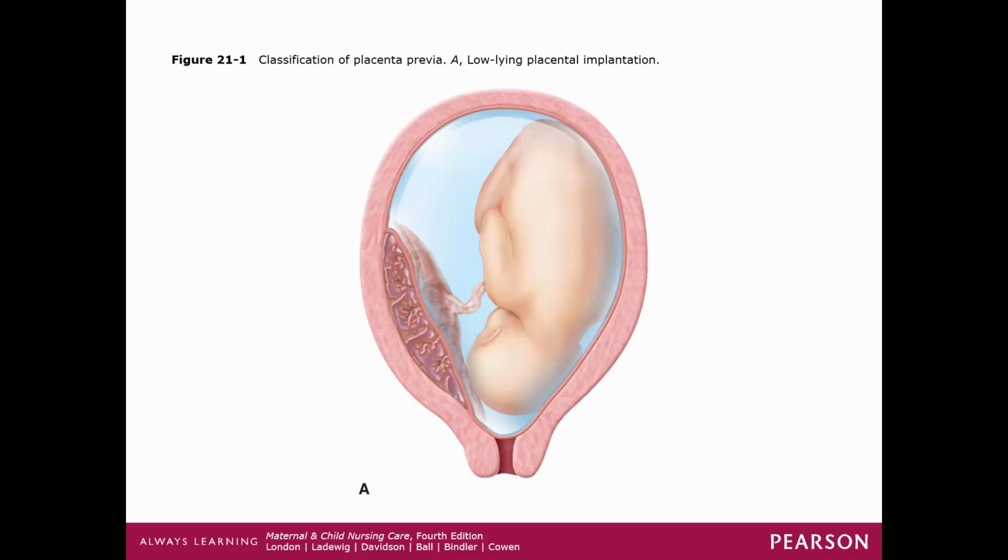Okay, so here are pictures of our placenta. This is a low-lying placenta. It's not touching the cervix. It's just low in the uterus. This patient could possibly, or this patient will probably have a vaginal delivery.